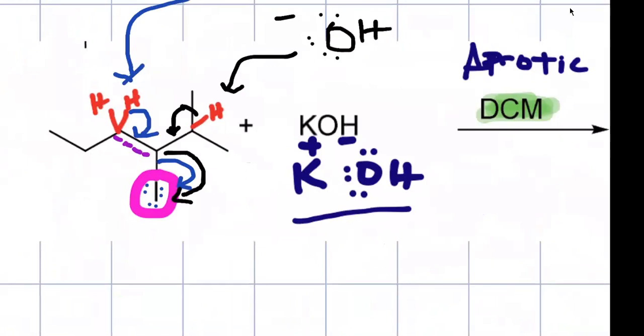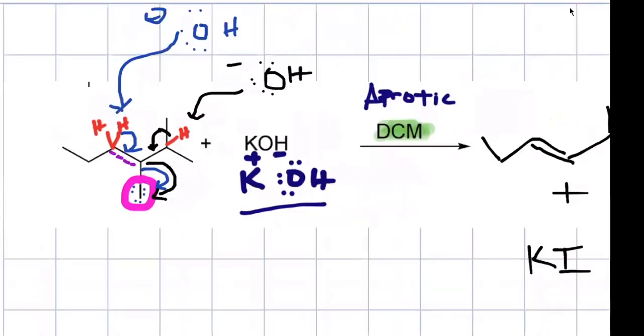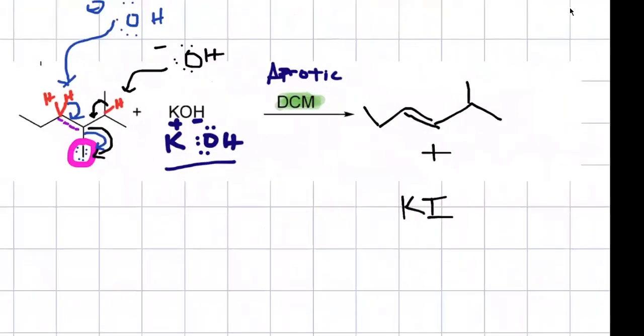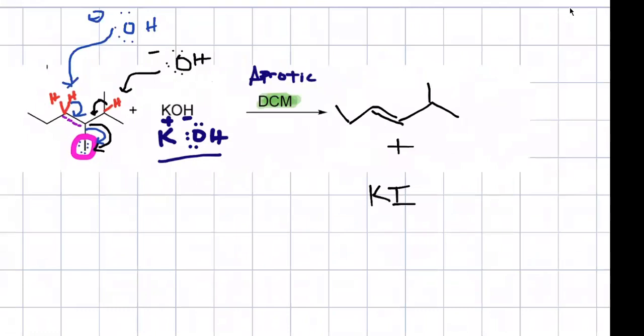This is not happening simultaneously. It's either happening on one side or the other, but you're going to get both products. Right. So in that case, the double bond is going to be on the end. So let's see what that looks like. Right. That's the product plus KI. Right. Any questions about that?